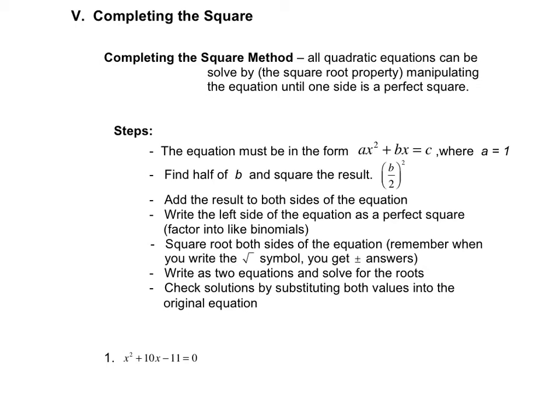Today we're going to learn another way to solve a quadratic equation. Yesterday we learned how to solve a quadratic equation by getting it in standard form, which meant set it equal to 0, factor it, and find our values of x or our roots. Well, today's method, which is also called the square root property, is called completing the square. What it does is manipulate the equation until one side is a perfect square.